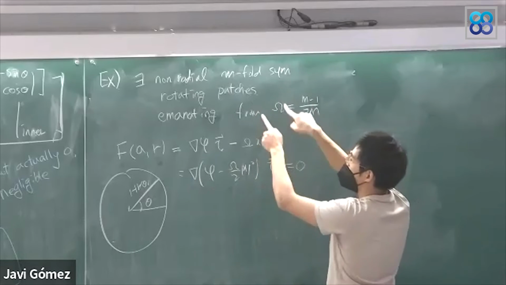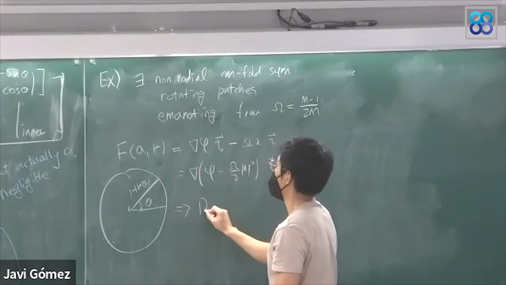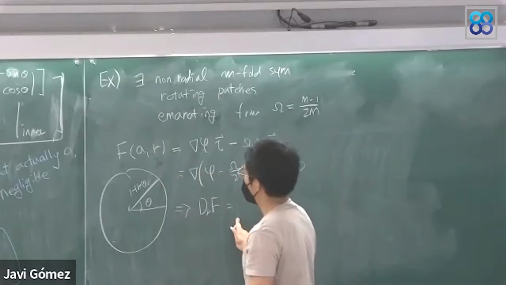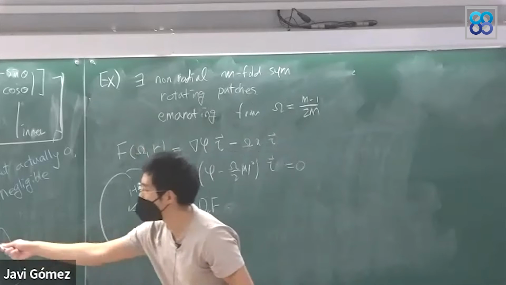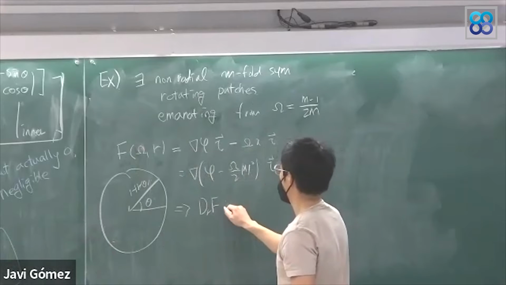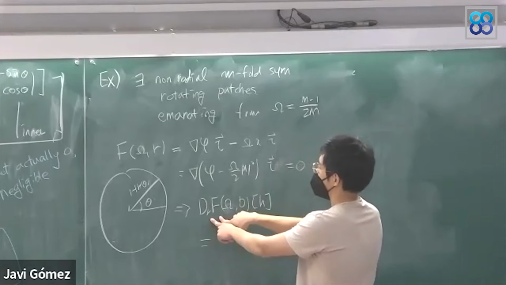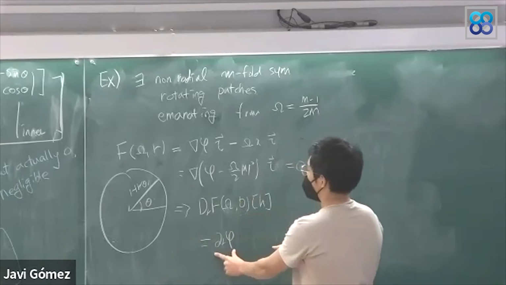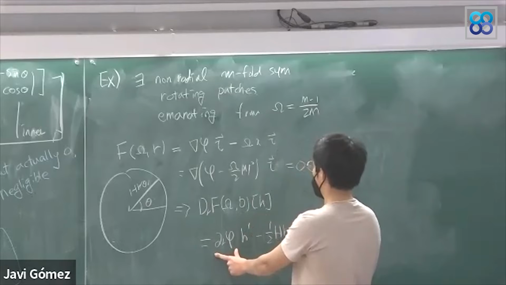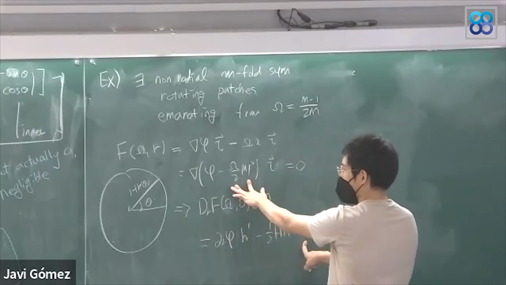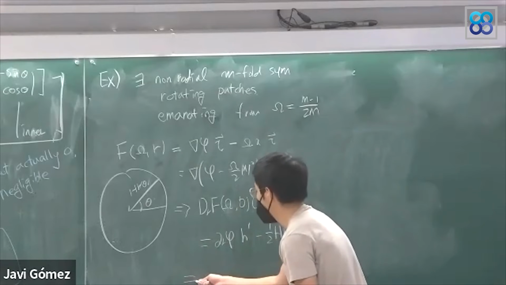So what Claudia did was that we look at the 0 level set of this functional, and we look at the linearized operator. In that case, our parameter was not A, it was omega. When you apply this expression at the trivial solution, its linearized operator is going to be the radial derivative of the stream function times h prime, minus 1/2 Hilbert transform of h, minus omega times h.